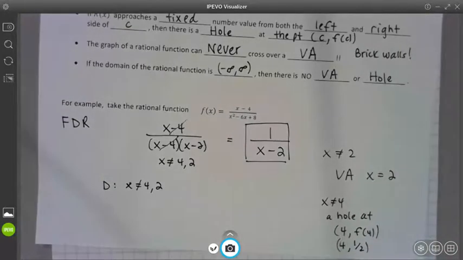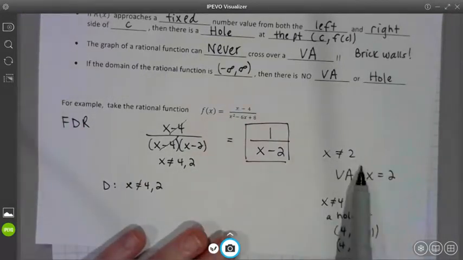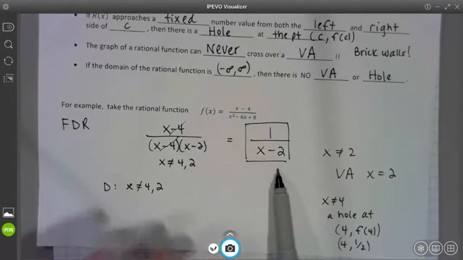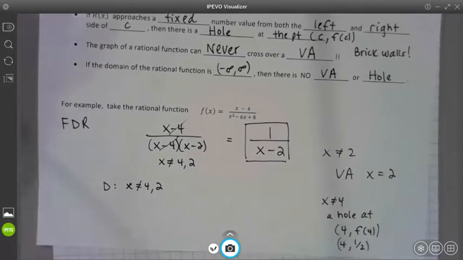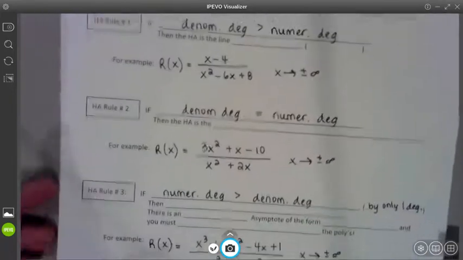Okay, and again, I'm getting a little carried away here, just getting a little ahead of ourselves, but that's the difference. So any number that stays bad after the reducing becomes a VA. Any factor that canceled out and doesn't look as bad anymore, but still really is bad, becomes a hole. Okay, all right. So that's how we work with VAs and holes.